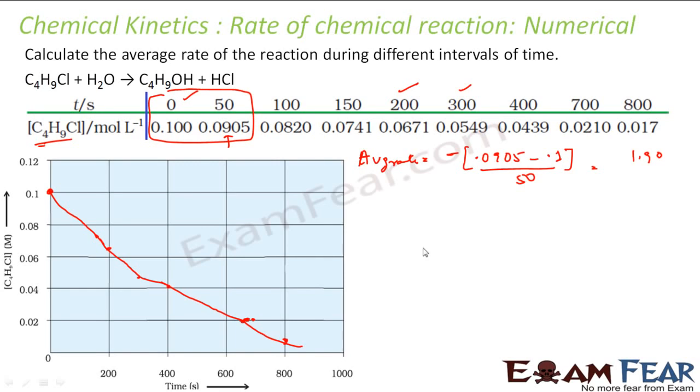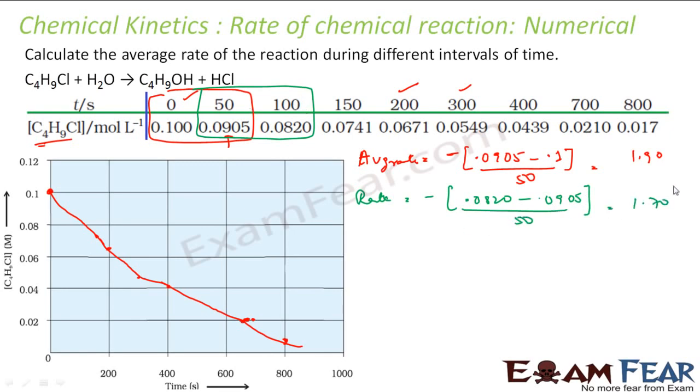Let's do it for the next time interval. Here again my rate is nothing but minus of the final concentration, that is 0.0820, minus the initial concentration 0.0905, divided by the time, which is 100 minus 50, that is 50. You solve this, you get something like 1.7, correct?